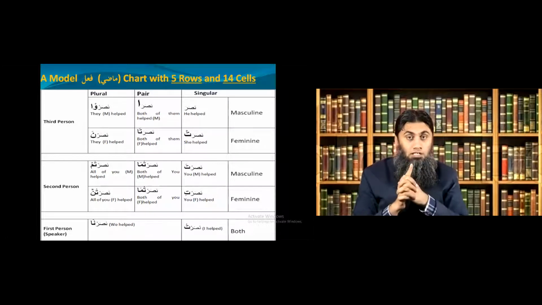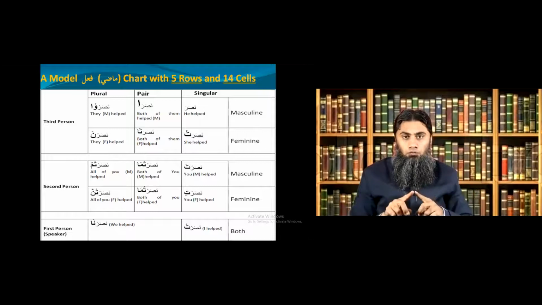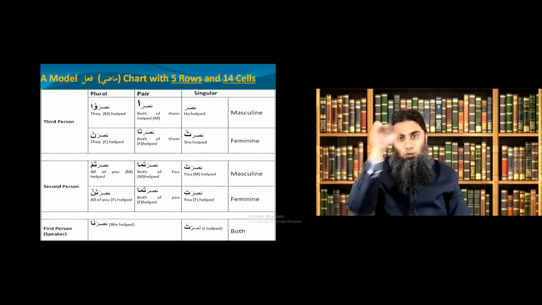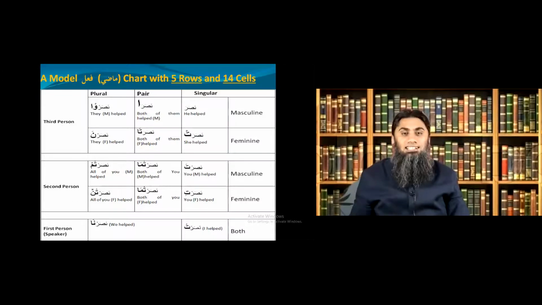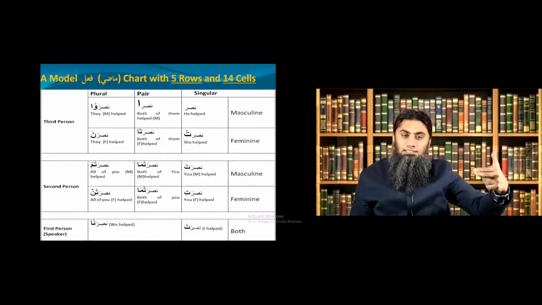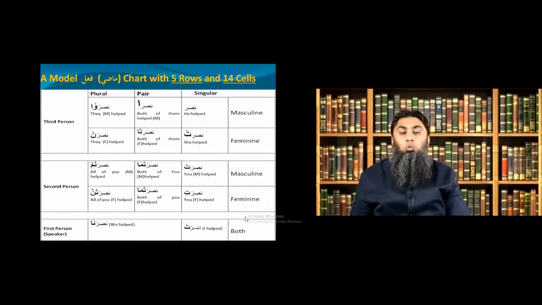In the first module, this was our last topic, and we saw that the chart of independent pronouns has 5 lines and altogether 14 cells, because each line has 3. So 3 plus 3, 6, plus 3, 9, plus 3, 12, and the last line has only 2. So 14 cells altogether.